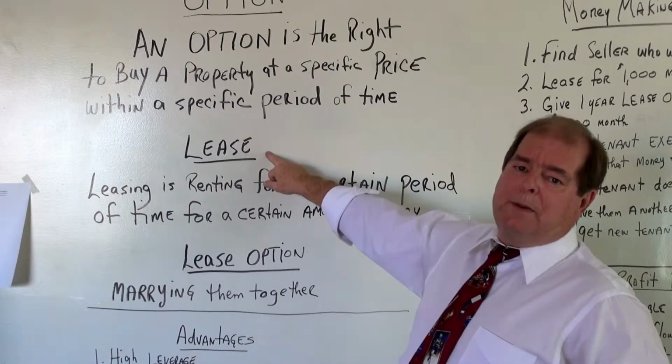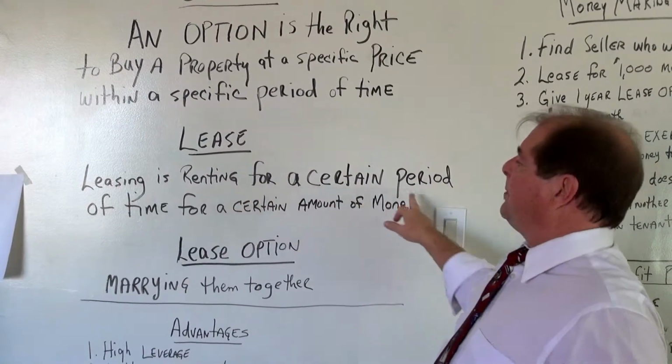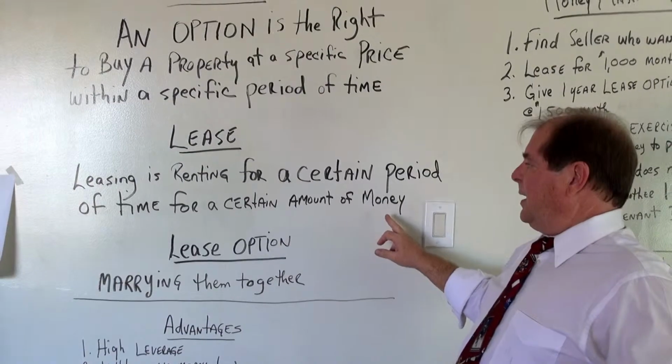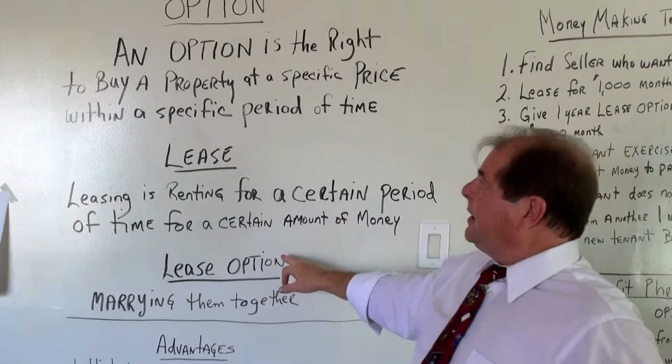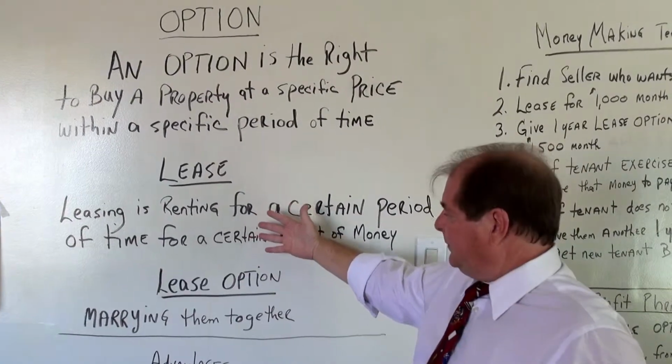Number two, the lease. What is a lease? Most people know what a lease is. Okay, leasing is renting for a certain period of time for a certain amount of money. Now, on a lease option, what we're doing is we're marrying the option and the lease together.